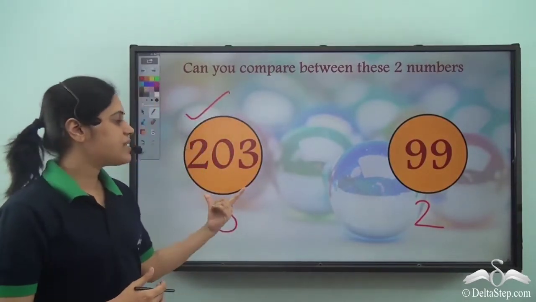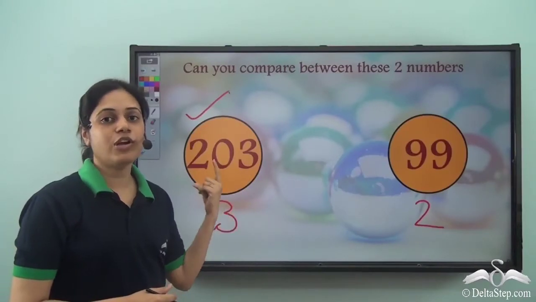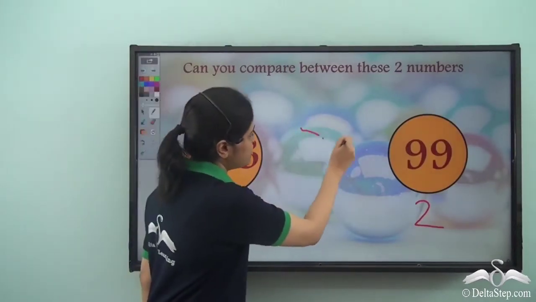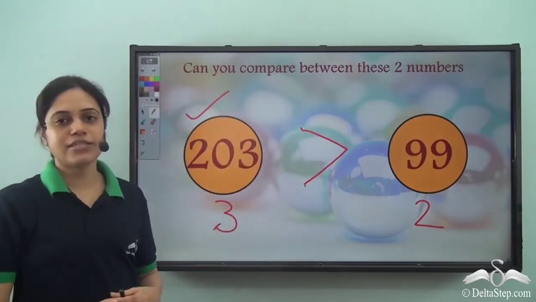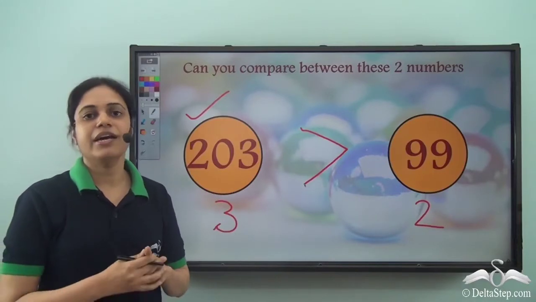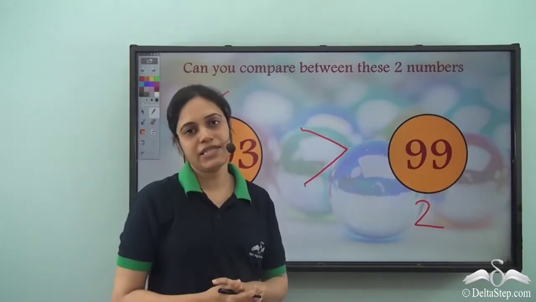So which symbol or sign do I need to put here? The greater than sign. Because if you have a bigger number to your left, you put the greater than sign. So this is the greater than sign with the mouth open towards the bigger number. It is read as 203 is greater than 99.